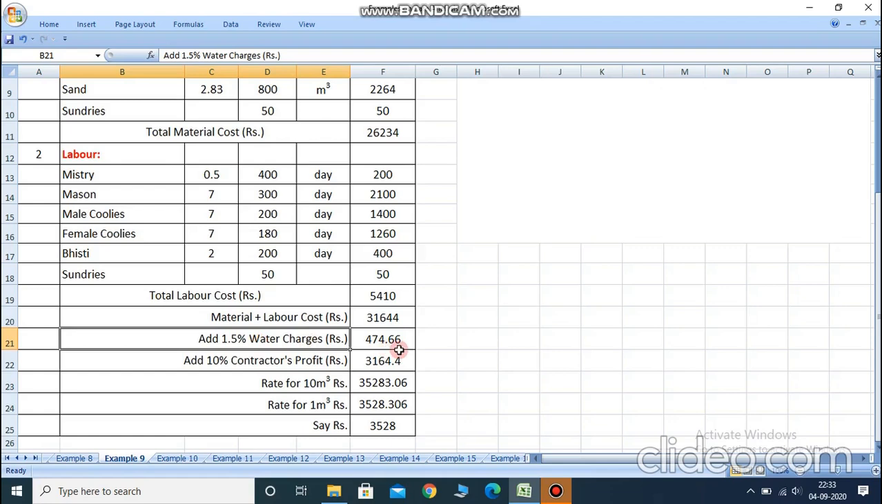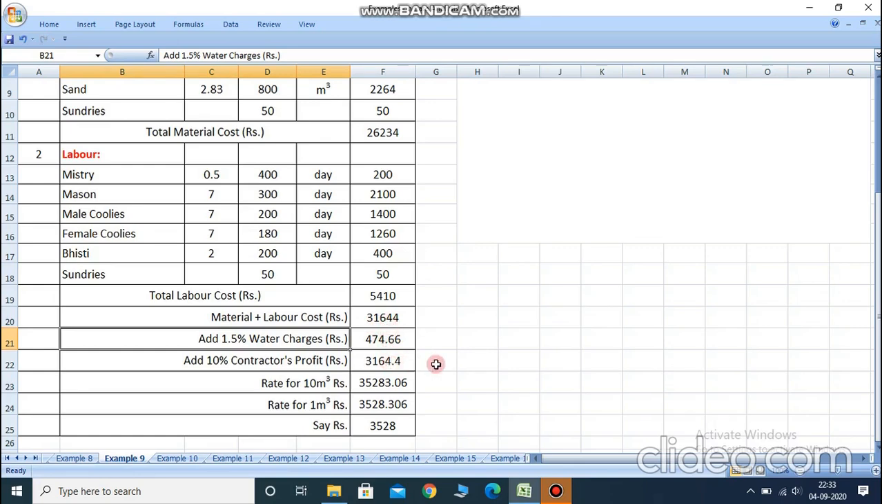Water is required to complete the work. So 31,644 rupees multiplied by 1.5% as water charges, we got the answer 474.66 rupees as water charges. And we include the 10% contractor profit, so 31,644 multiplied by 10%.